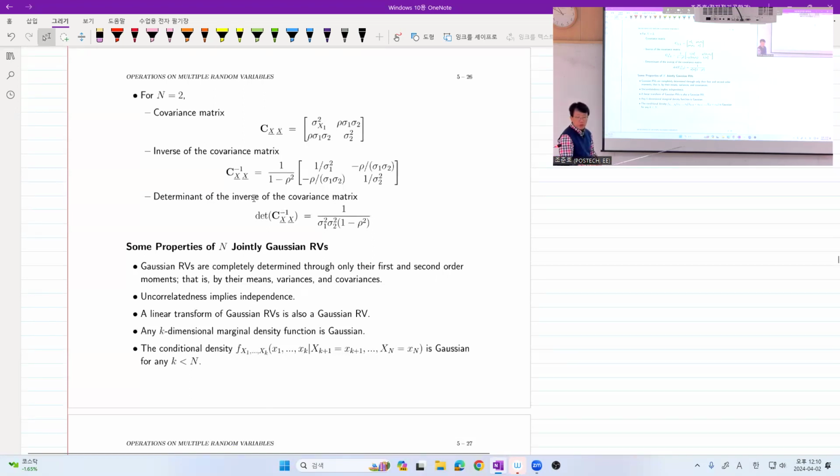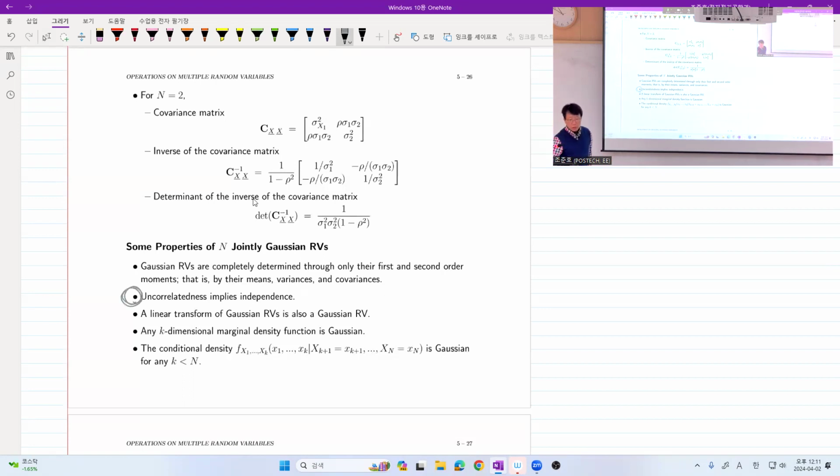Now there are some properties of the n-dimensional Gaussian. In two-dimensional Gaussian, what did I tell you? When you consider the conditional density of x given y, it was what? Gaussian. Same thing happens. Any joint conditioning gives you Gaussian density if all the involved random variables are jointly Gaussian. So here, any k-dimensional marginal density is Gaussian, any conditional density is of the form of Gaussian, and something interesting goes here.